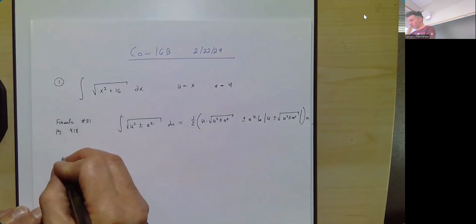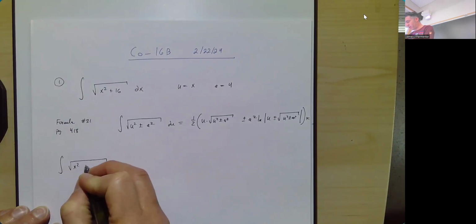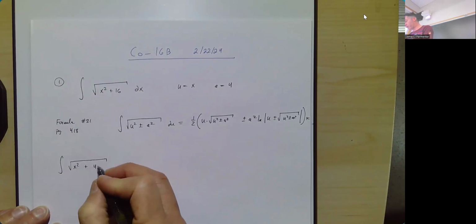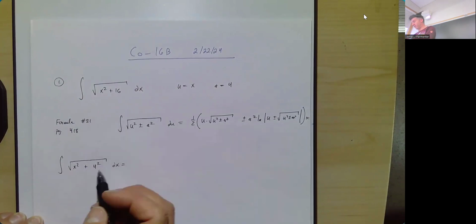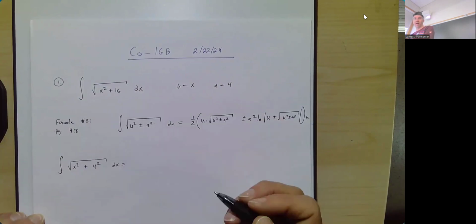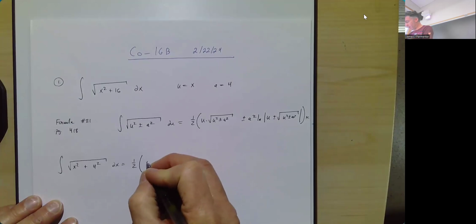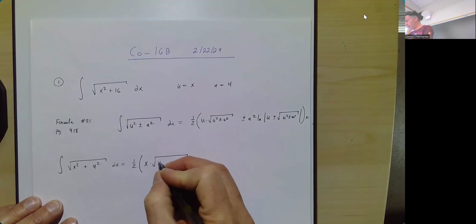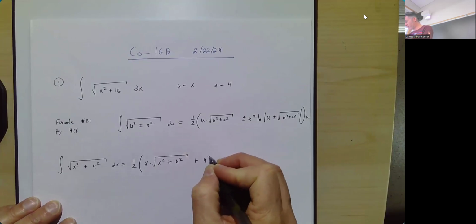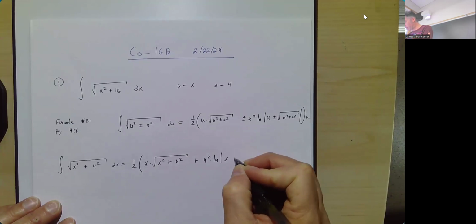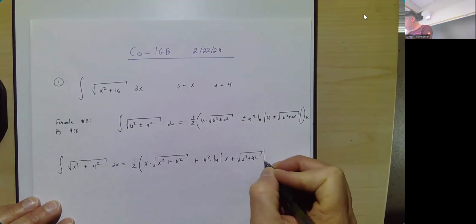So we would say that the integral of the square root of x squared plus 4 squared dx is equal to, and then we're literally just tossing x in for every u and 4 in for every a. So we're going to get 1/2 times parentheses x times the square root of x squared plus 4 squared plus 4 squared times the natural log of x plus the square root of x squared plus 4 squared.